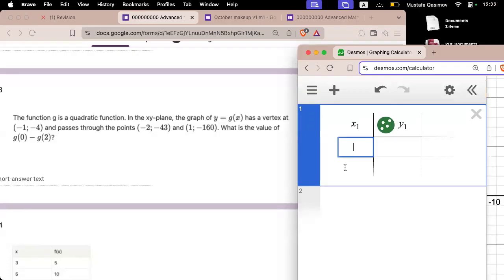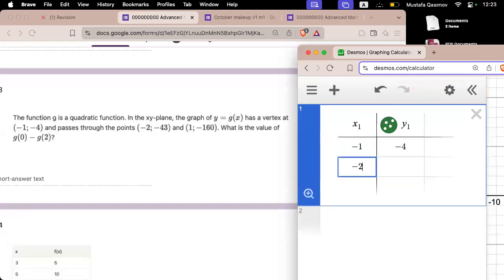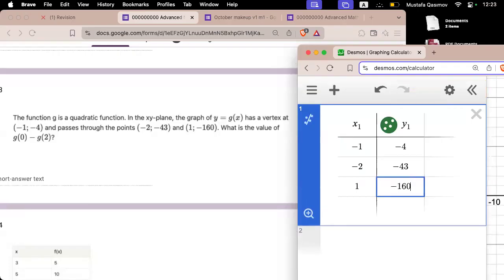Okay, what was quadratic equation from ax squared plus bx plus c, right? You can see that we have a, b, c, three letters. It means that if we know three points, we can use table. -1, -4, -2, -43, 1 at -160.